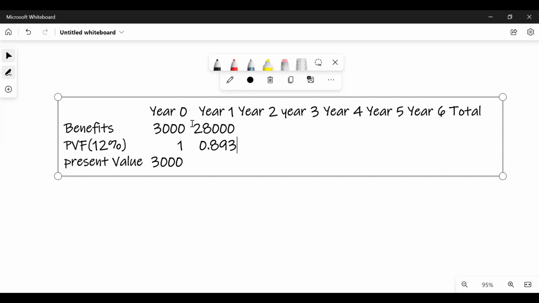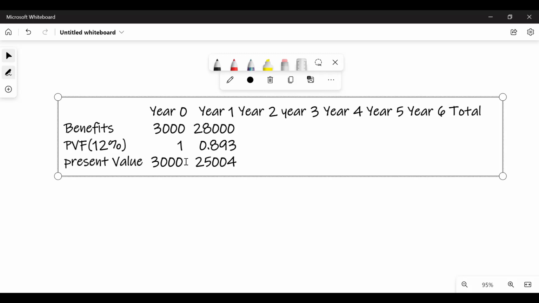So 28,000, if you multiply by 0.893, what is the value you are getting? So that is the net present value for 28,000. 25,004. Yes, 25,004, right? If you multiply these two, the benefit that you are going to get after 1 year is 28,000. But if you calculate for today's value, it will be 25,004. Yes, exactly. Now I think you will see my point.